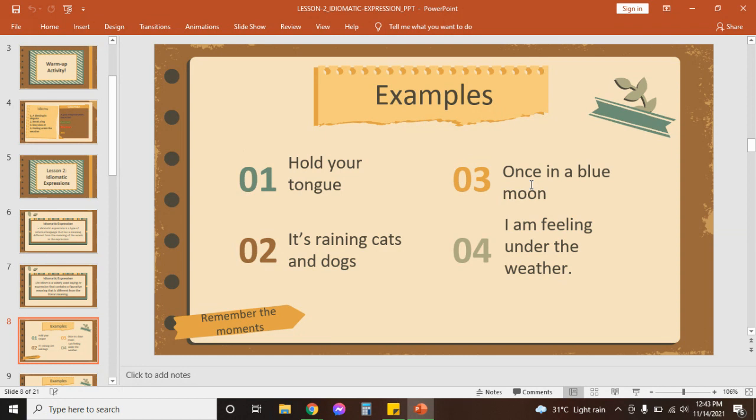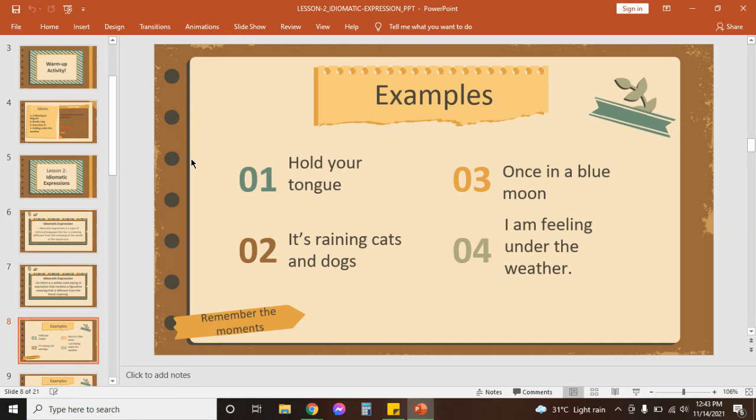Let's say hold your tongue, for example. Class, please keep quiet. Class, can you hear me? For instance, it's very noisy, right? Let's say I have a class right now. Can you please hold your tongue? You need to say, I have a class right now. Can you please keep quiet? You're disturbing me. You're very noisy.